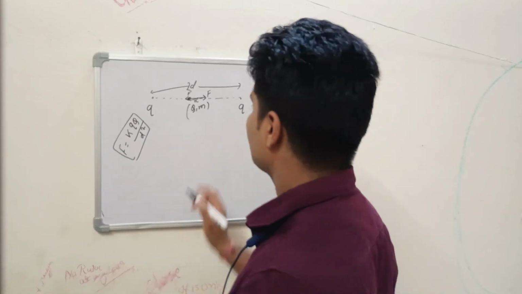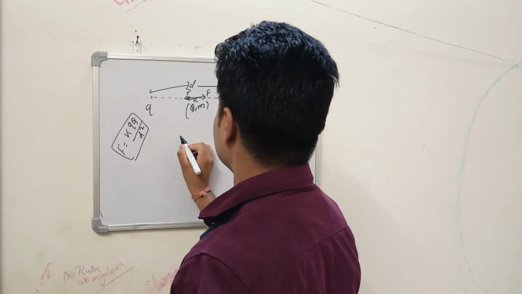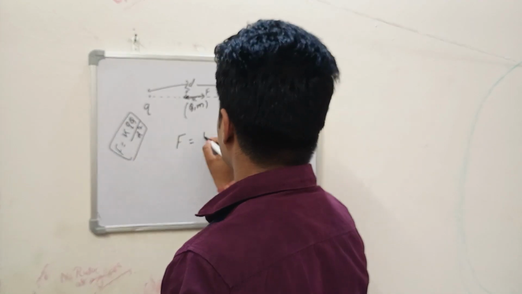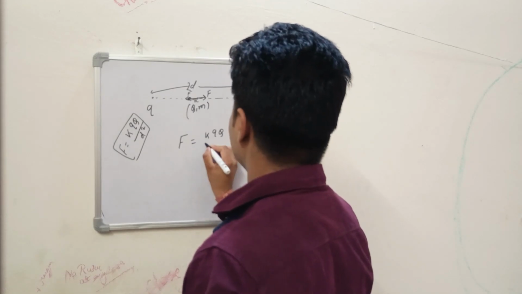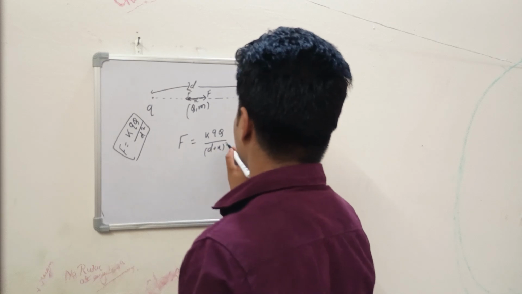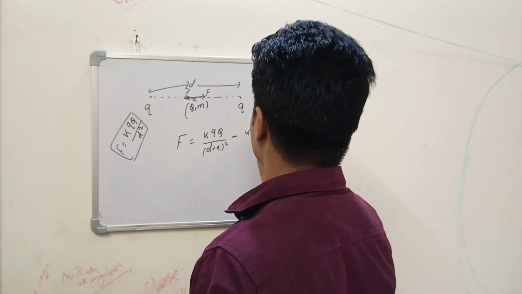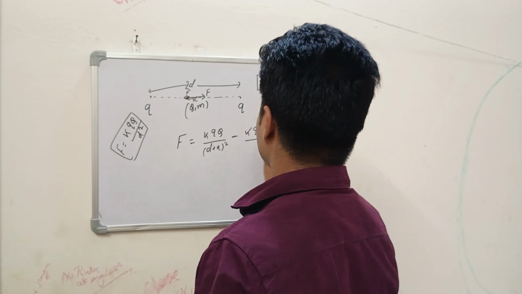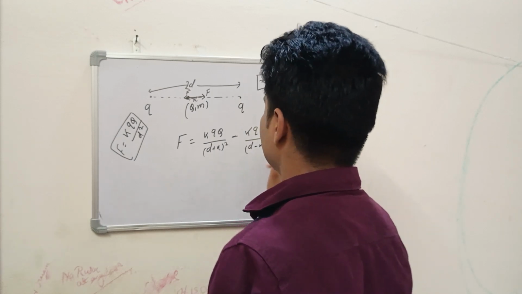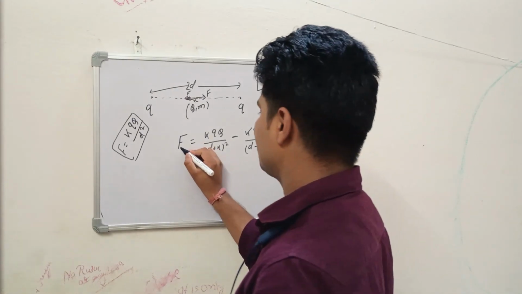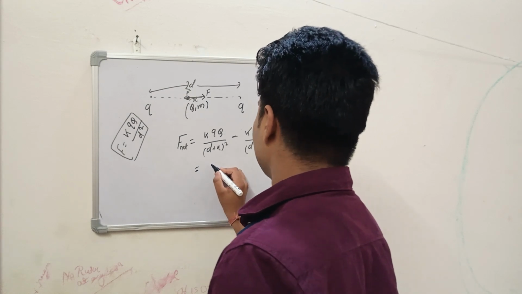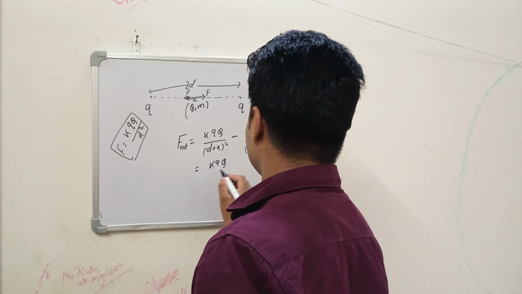Now I am writing the net force. It will become F equals K q by d plus x whole square minus K q by d minus x whole square. This is the net force, F net. Now I am solving this. This will become K q.